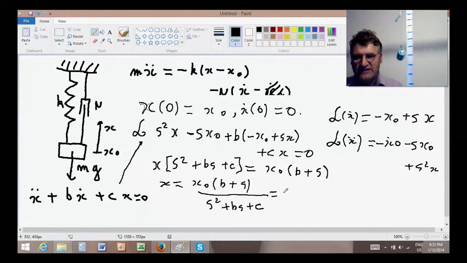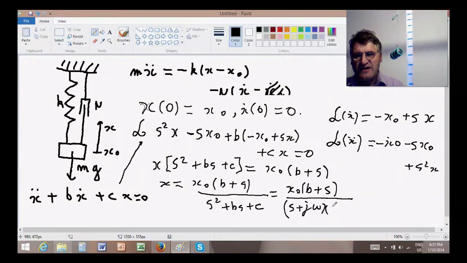I can write this as x0 times b plus s divided by s plus j omega times s minus j omega. That is not correct. Let me erase.